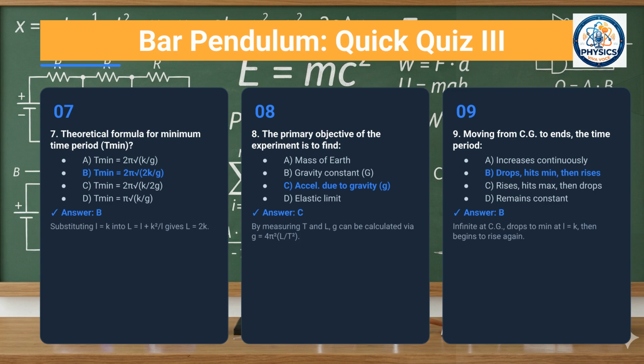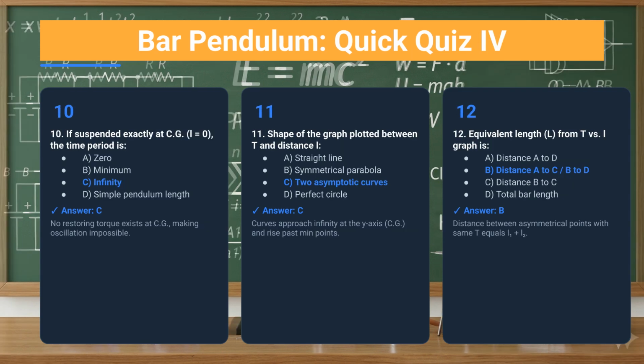The primary objective of this experiment is to find the acceleration due to gravity, g. Moving from the center of gravity, CG, to the ends, the time period drops to a minimum and then rises again. If suspended at the CG, l equals 0, the time period is infinity because there is no restoring torque. The graph of T versus l forms two asymptotic curves.